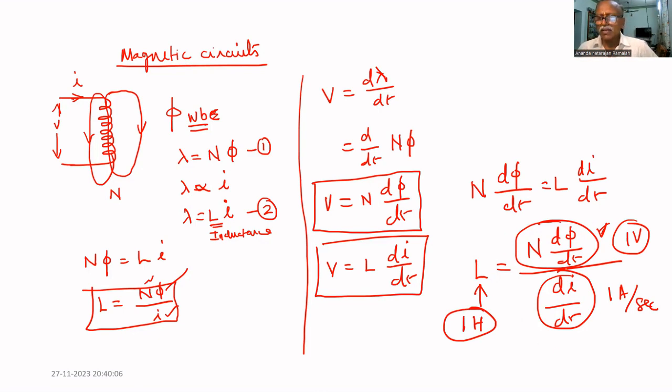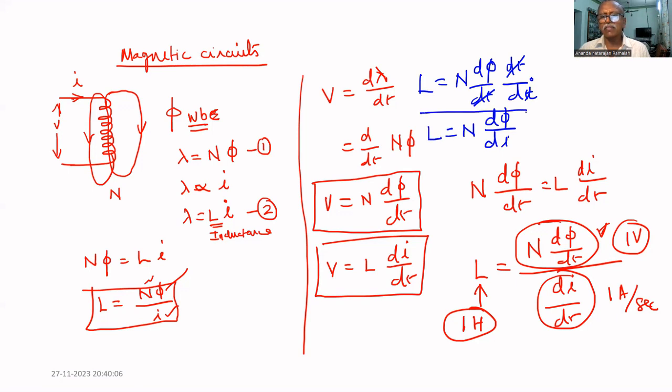Here L equal to N into d phi by dt divided by di by dt. This denominator can be written as dt by di, and dt gets cancelled. Therefore, L equal to N into d phi by di. This is another definition: the change in flux with respect to change in current. That is also inductance.